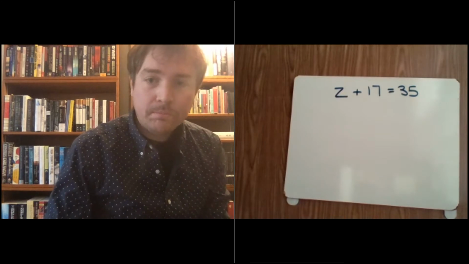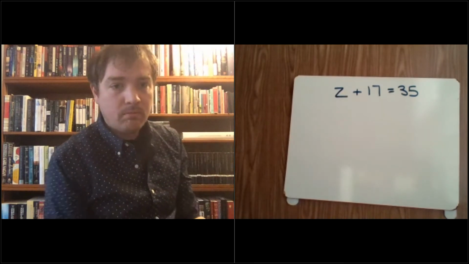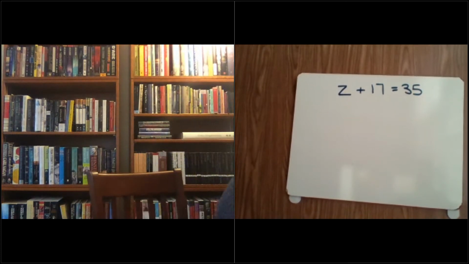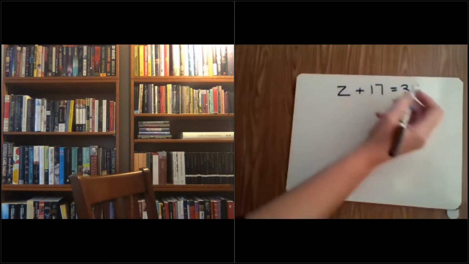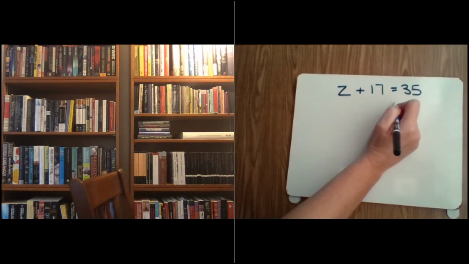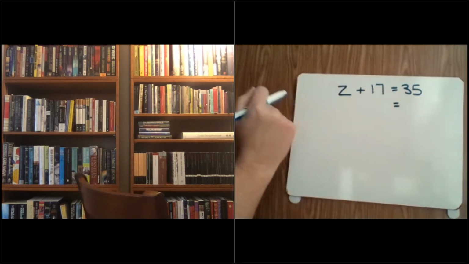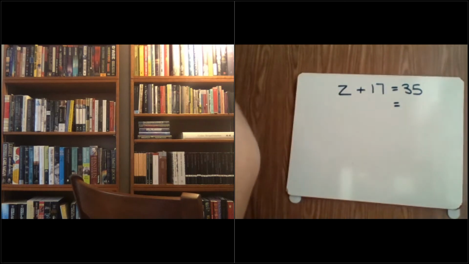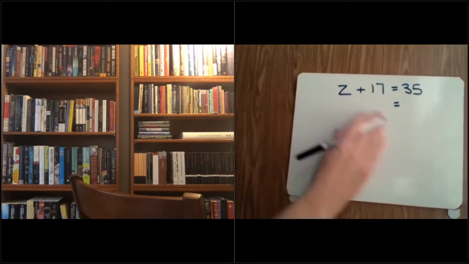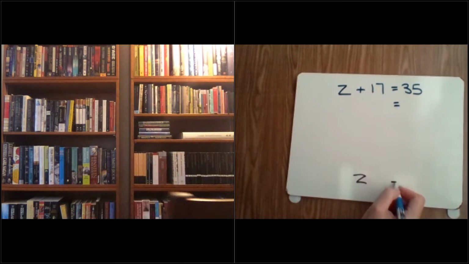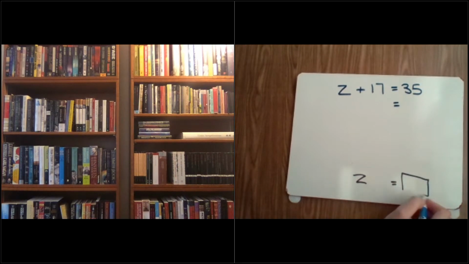Okay, so I'm going to try a simple problem. This is very similar to what we just saw on the last slide. Simple addition problem: Z plus 17 equals 35. First thing I do is put down my equal sign to remind myself that whatever action I take next, I have to do the same thing on both sides. When I'm finished with the problem, I want Z all by itself on one side of the equal sign, and I want a value or a number on the right side.